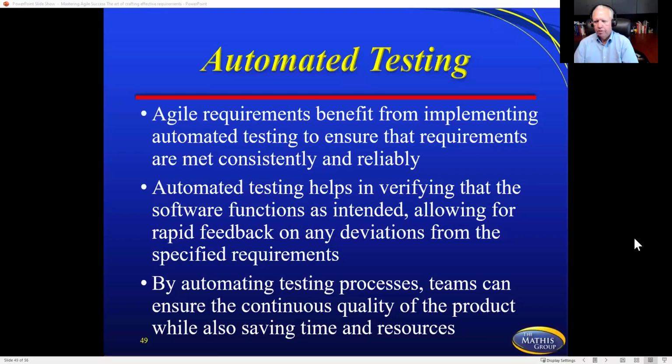Automatic testing. This is where AI is supposed to be able to help in a lot of ways. We'll see if that comes about. I'm sure somebody will figure it out. But automated testing helps us to do some things too. That's really pretty nice. Agile requirements benefit from implementing automated testing to ensure that requirements are met consistently and reliably. And all of that's fine when we're talking about software and those types of things. That will work in those cases. But there might be some things that automatic testing might not be able to do as much. Once again, newer technology, new things that we're trying to do. And so you might be, and will be, looking at some of these probably in the future.